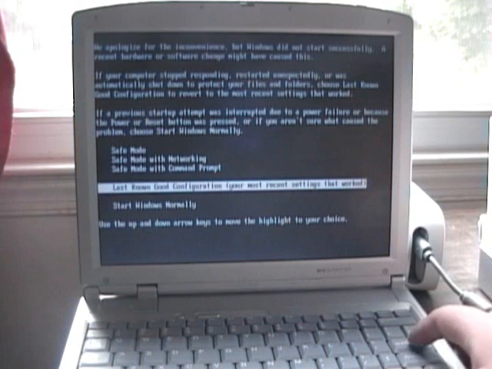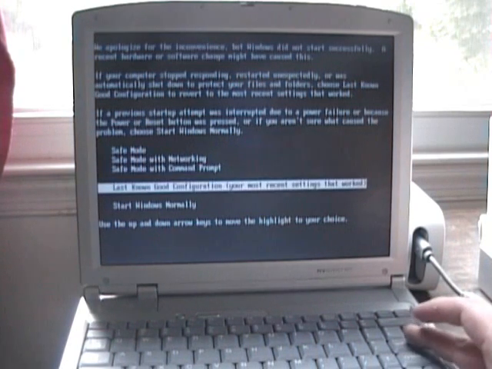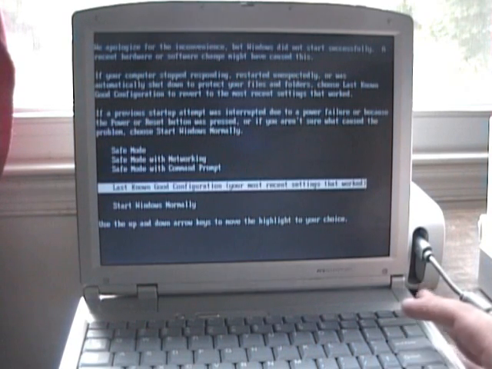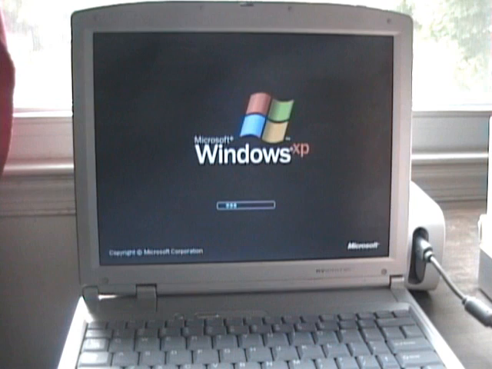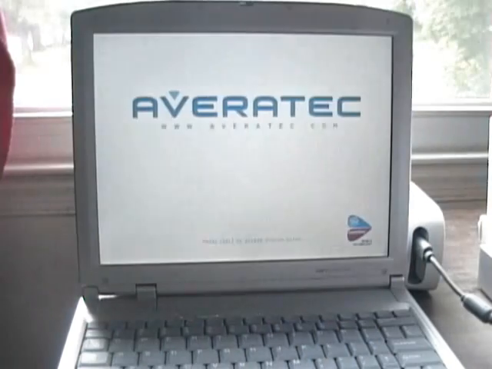So, I don't know. Safe mode, safe command mode. I don't know what that means. I just make cartoons. I don't know the technical aspect of computers. So, yeah. Let's see. Maybe it goes to that blue screen.